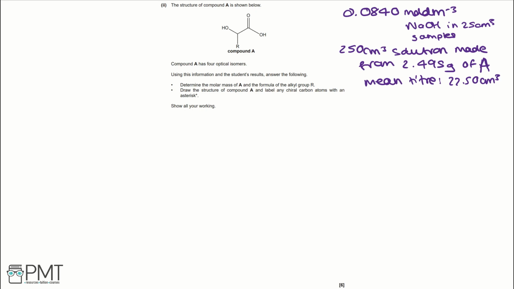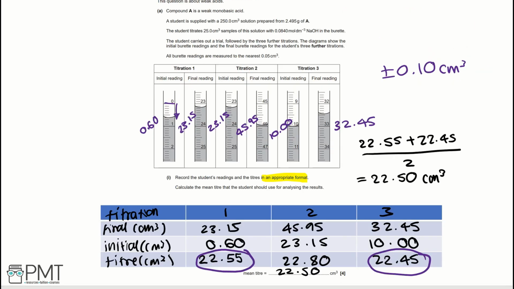Show all your working. So here I've just taken some key pieces of information from part A. If I refer back, I can show you where I've got these. So I've taken the 250 centimeters cubed solution and the 2.495 grams of A, the fact that it was 25 centimeter cube samples that they used, and that it was 0.084 moles per decimeter cubed of NaOH in the burette. I've also rewritten the mean titer that we worked out, 22.5 centimeters cubed.